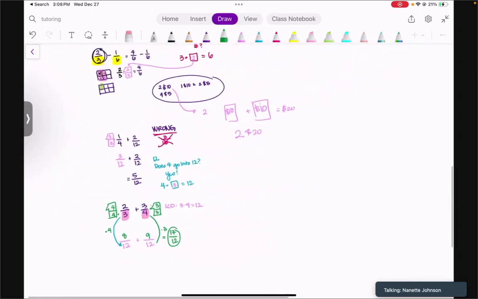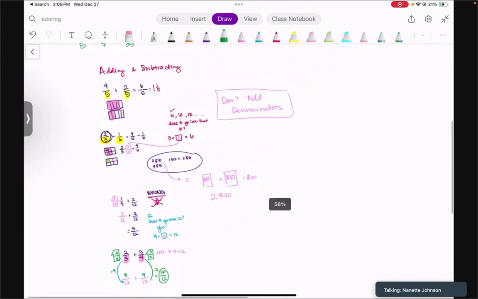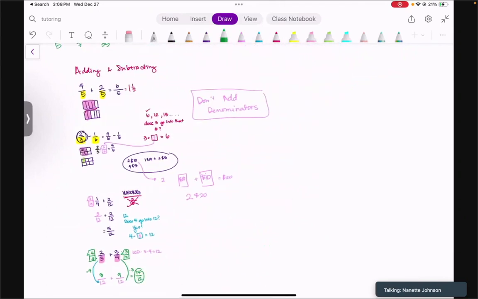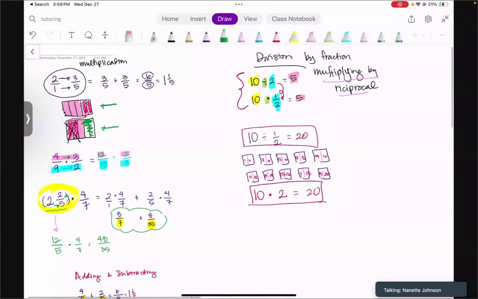Again, the biggest thing for you to remember for adding and subtracting is you can't add the denominators and they have to be the same. The denominators have to be the same in order to add them together. For multiplication, we just multiply across. For division, we multiply by the reciprocal.